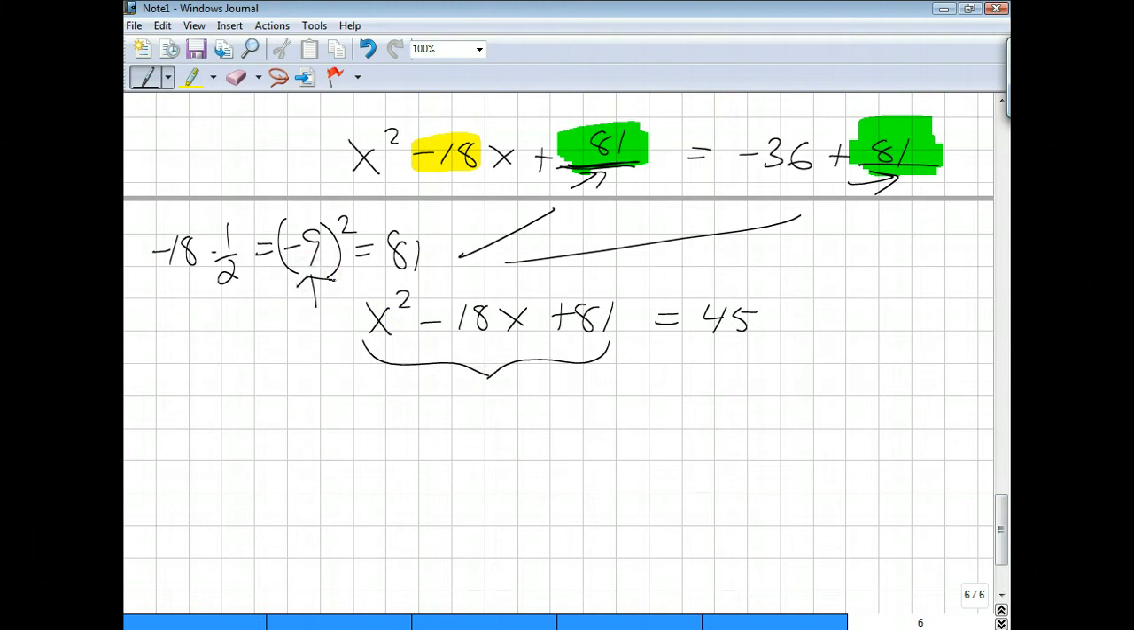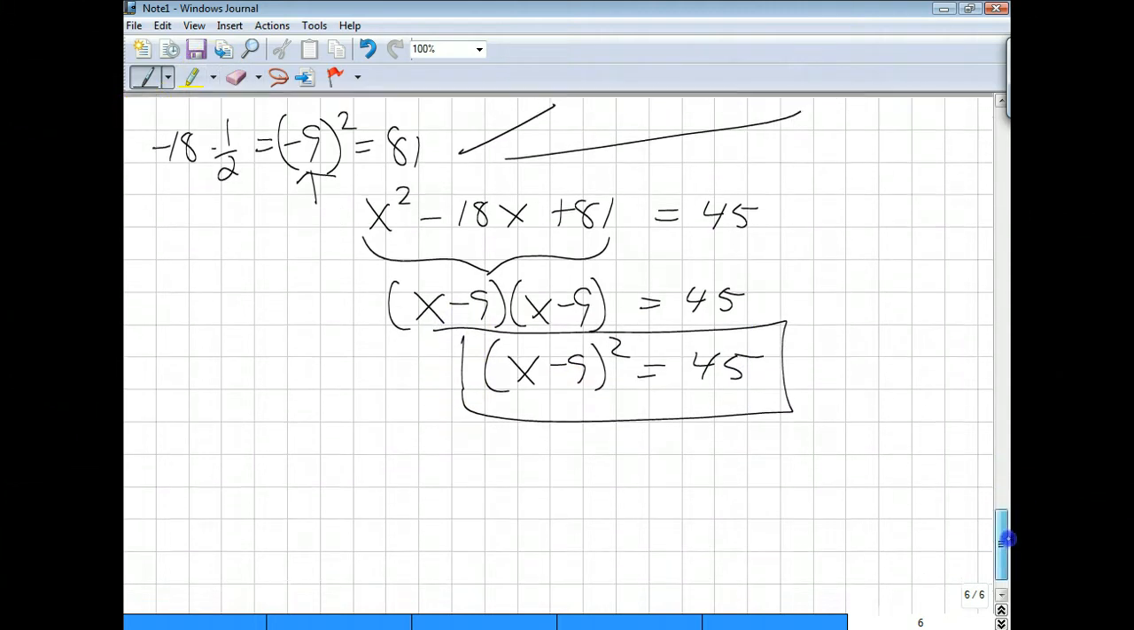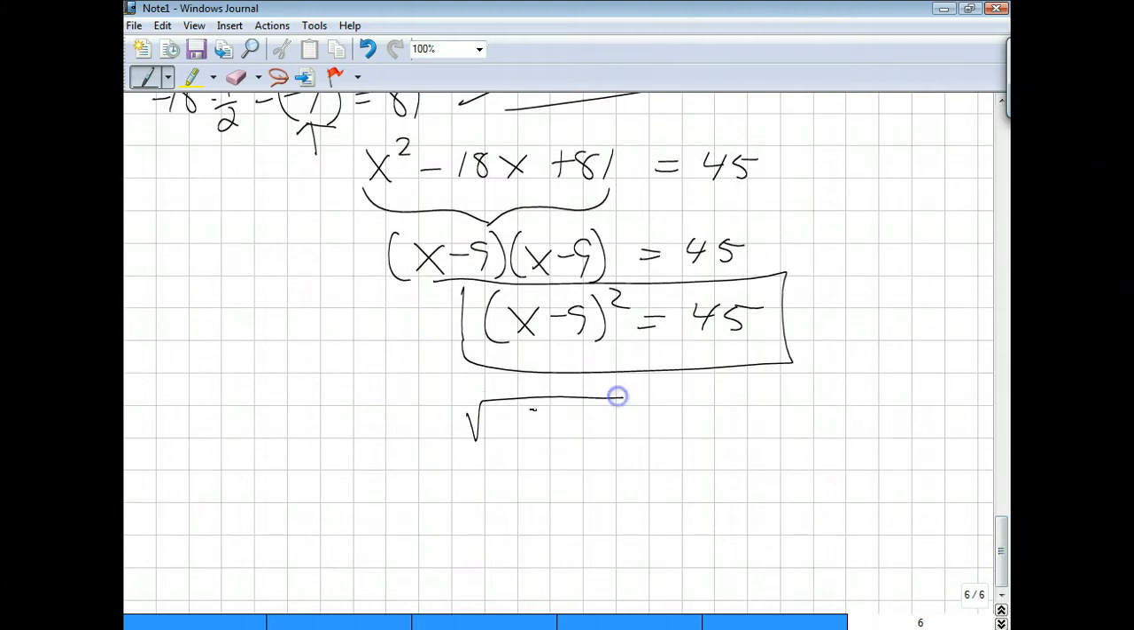Now the next step is to factor this, but remember the factoring is really done for us because that tells us what the factor is. So it's going to be x minus 9 times x minus 9. So we squared a negative 9. So x minus 9 quantity squared equals 45. This is the exact form that we were looking for, because when it's in that form, we can solve by taking the square root of both sides.